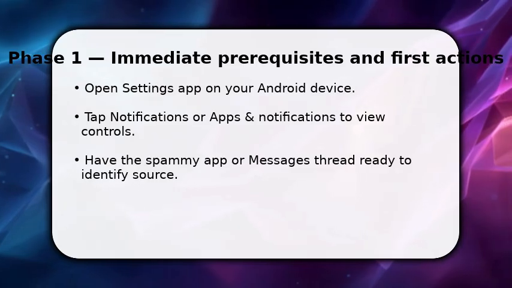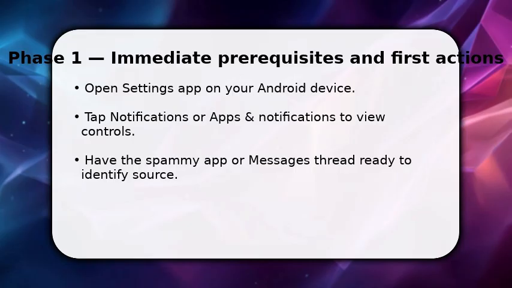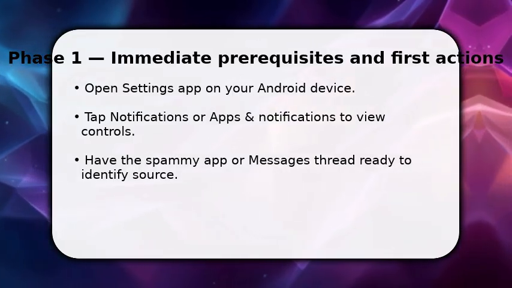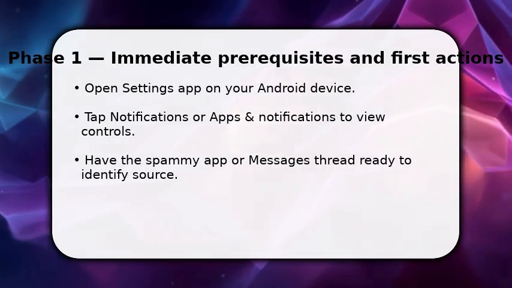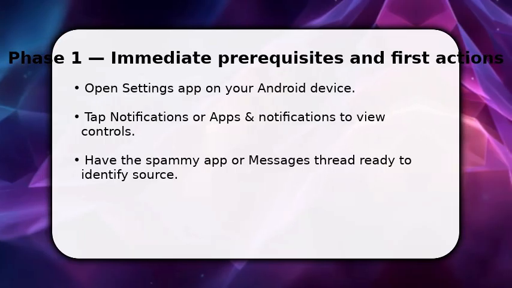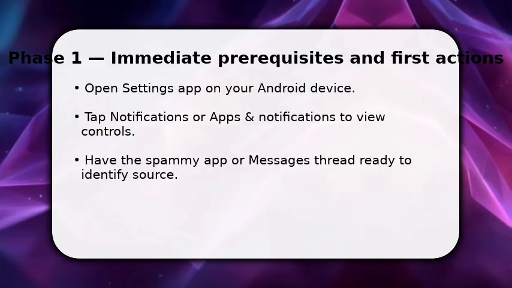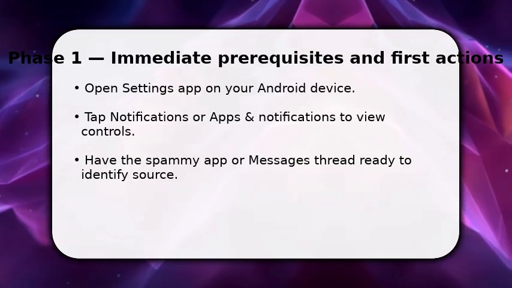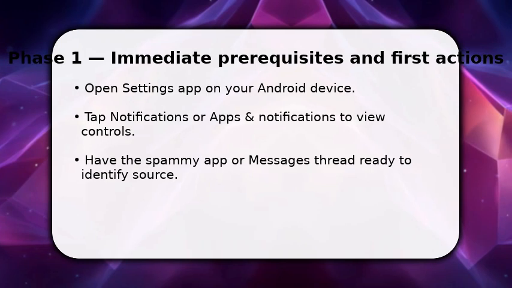You start by opening settings and going to notifications right away. This puts you where controls live. Once there, tap Apps and Notifications if your phone groups settings that way, and make sure the suspected app or messages thread is visible. You want to identify the exact source, app, carrier messages, or browser so you don't block needed alerts. Don't waste time narrowing requirements later. Pick the app now, because the next step removes or silences the spam at source.